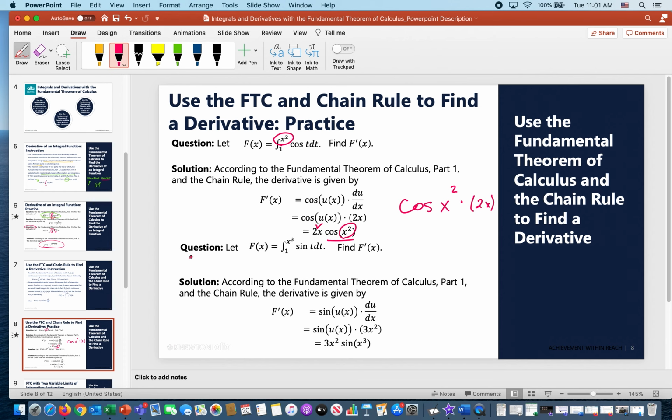And you can see that played out here again in question, the second one right here, the integral from 1 to x cubed of sine t dt. So that's going to give us sine of x to the third, but we have to multiply by the derivative of x to the third, which is 3x squared. And that's mirrored down here at the bottom.